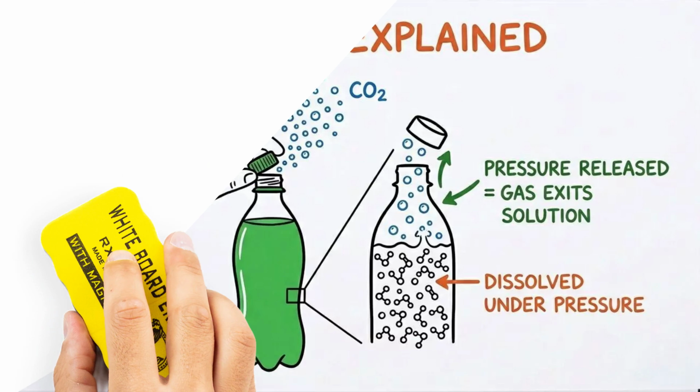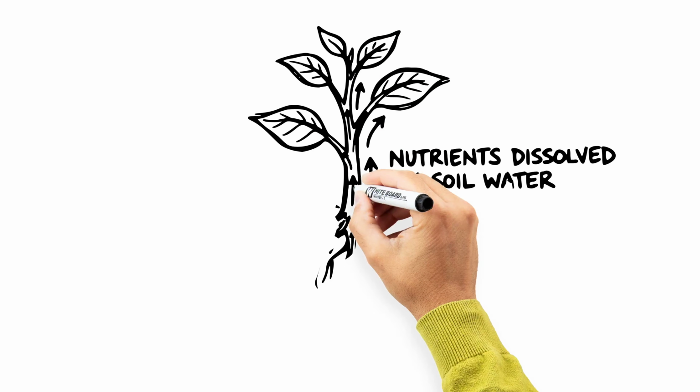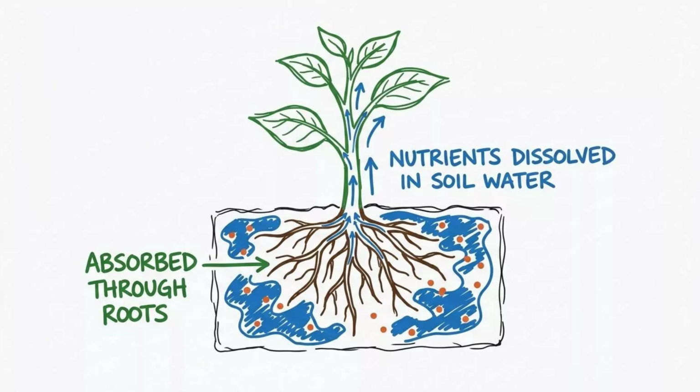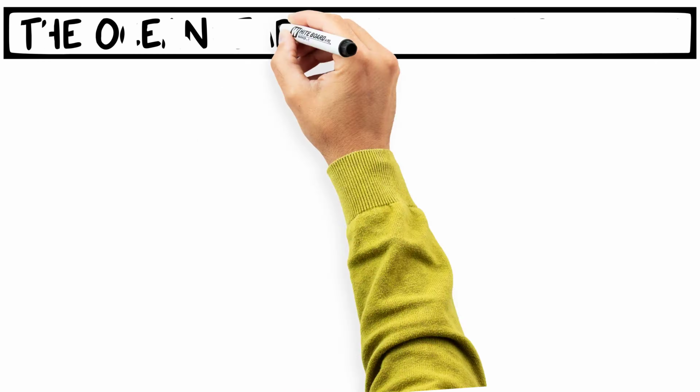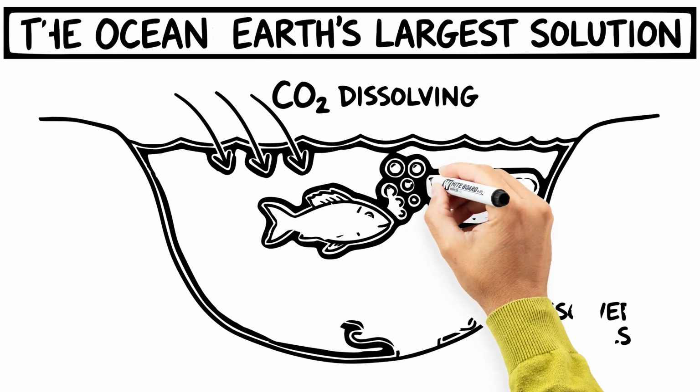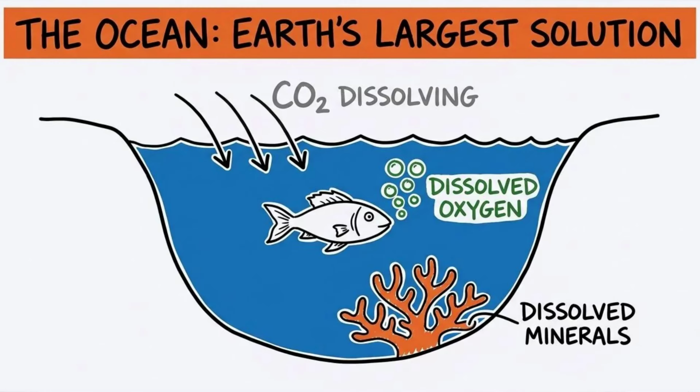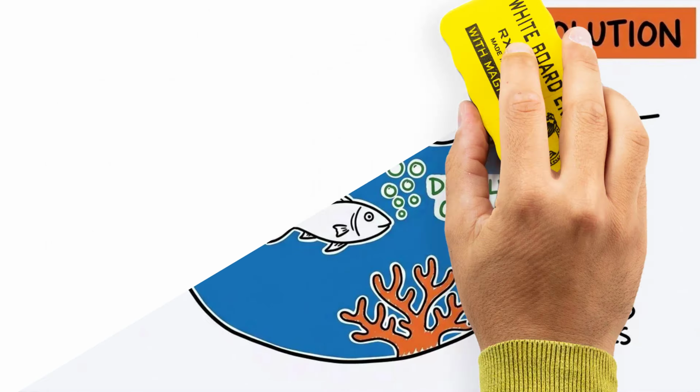Now you know. Here's what blows my mind. Life on Earth is only possible because of solutions. Nutrients dissolve in water to travel through soil to plant roots. Food dissolves in your digestive system before your body can absorb it. The ocean, the largest solution on Earth, dissolves the oxygen that fish breathe, the minerals that coral reefs need, the carbon dioxide that's changing our climate. Solutions are not just chemistry, they're everything.